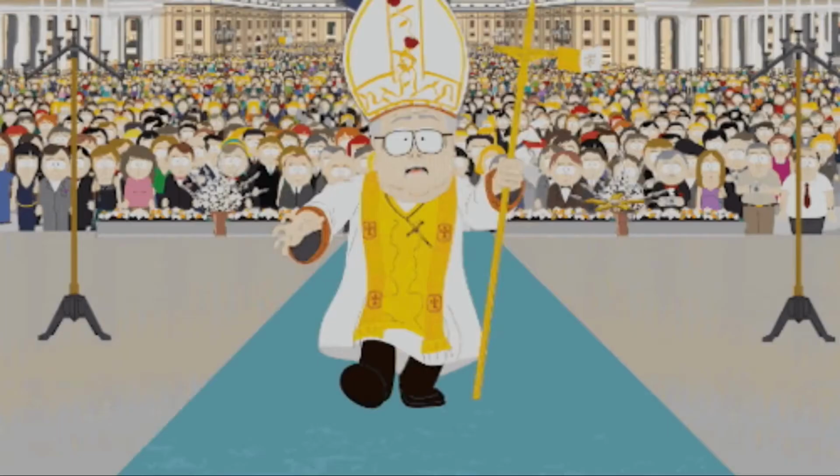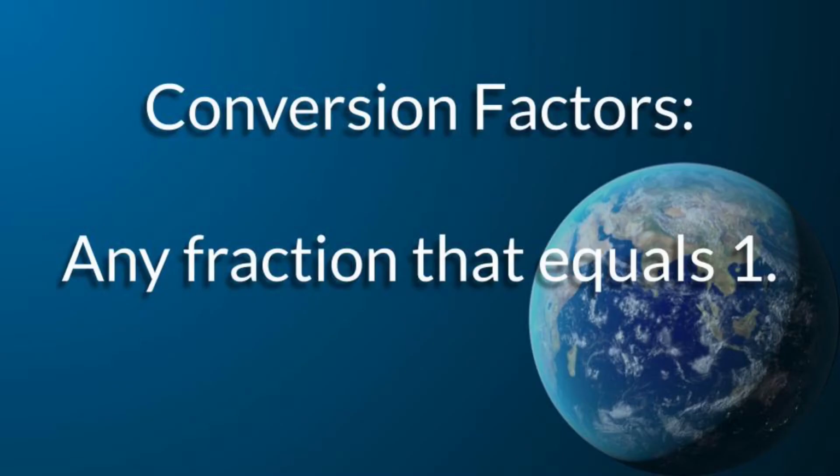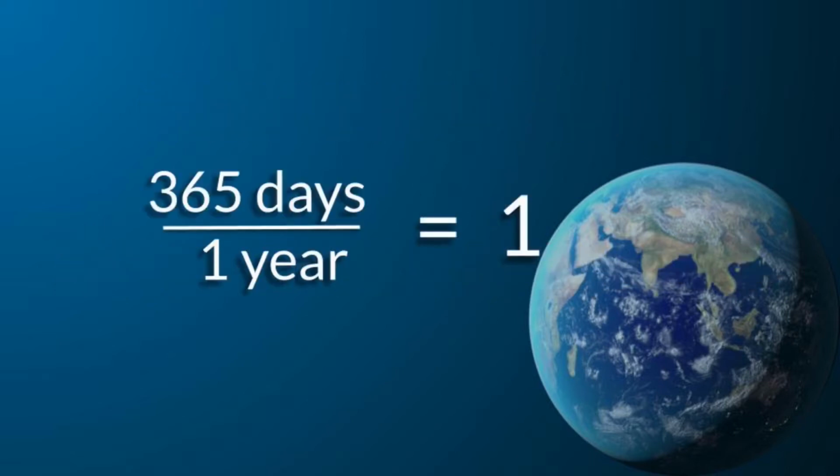So the way we solve this type of problem, and I know this particular version is easy, but stick with me because we're going to do a hard version in a minute. So the way we solve it is by using conversion factors. And a conversion factor is a fraction that equals 1. 365 days divided by 1 year equals 1, because those two things are equal, right? 365 days is 1 year.